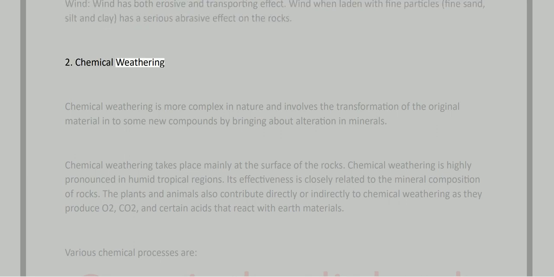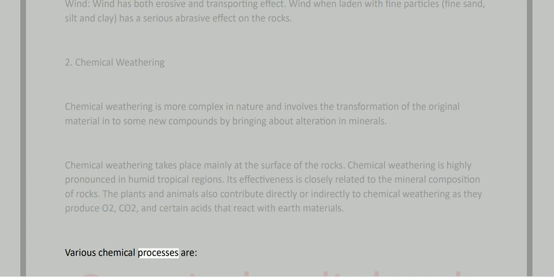2. Chemical weathering. Chemical weathering is more complex in nature and involves the transformation of the original material into some new compounds by bringing about alteration in minerals. Chemical weathering takes place mainly at the surface of the rocks. Chemical weathering is highly pronounced in humid tropical regions. Its effectiveness is closely related to the mineral composition of rocks. The plants and animals also contribute directly or indirectly to chemical weathering as they produce O2, CO2, and certain acids that react with earth materials.